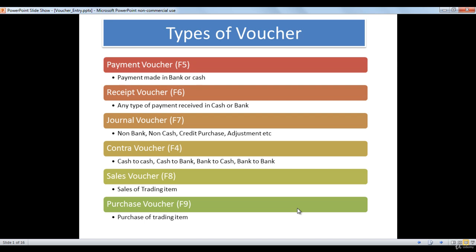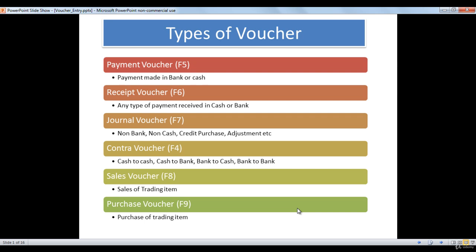Similarly, with purchase voucher, the shortcut is F9, purchase of trading item. Let's say if I am purchasing a computer, which is a fixed asset for a training company, that will not be considered under purchase voucher because I am purchasing a fixed asset. If I am purchasing something which is related to my trading item, then that will be considered under purchase voucher. Let's say again a shirt manufacturing company is purchasing cotton. It's a raw material in order to produce shirts, so that will be considered under purchase voucher.